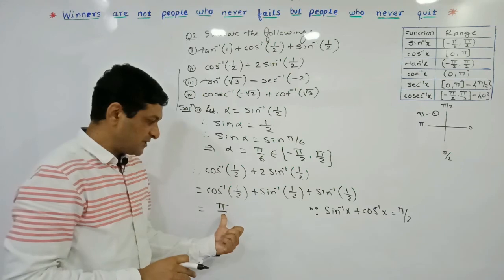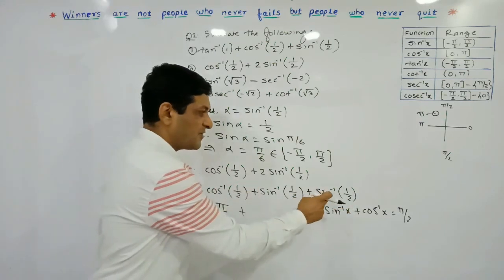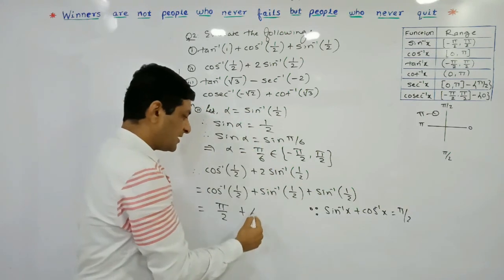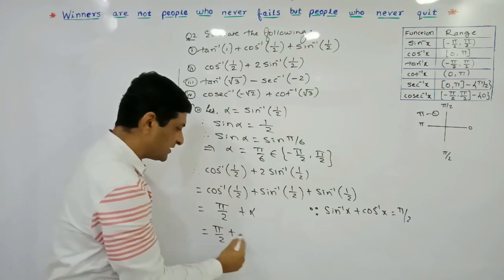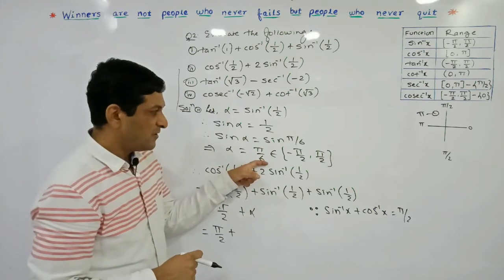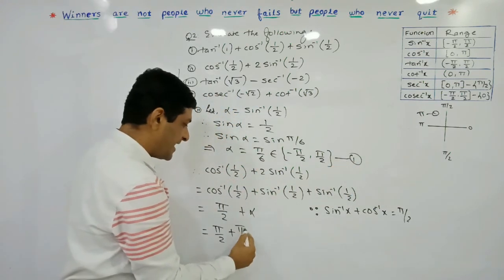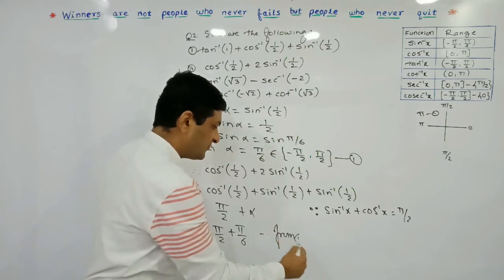The sum of these two terms is equal to pi by 2 according to this property, plus sin inverse of 1 by 2. Sin inverse of 1 by 2 we have denoted by what? Alpha. So which is equal to 1 by 2, keep it as it is. Now we are substituting the value of alpha. What is the value of alpha? From equation number first, its value will be equal to what? Pi by 6. So this value we are substituting from equation number first.